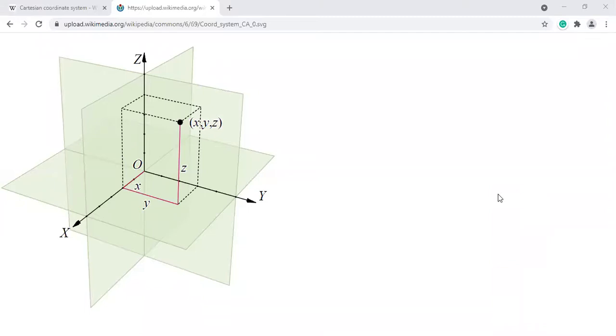So today we are going to discuss curvilinear coordinates, the curvilinear coordinate system. Before discussing that, I think all of you are familiar with the Cartesian coordinate system.